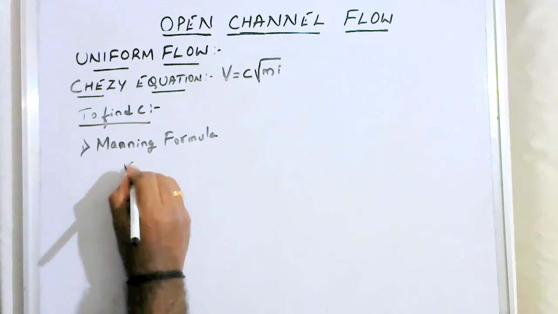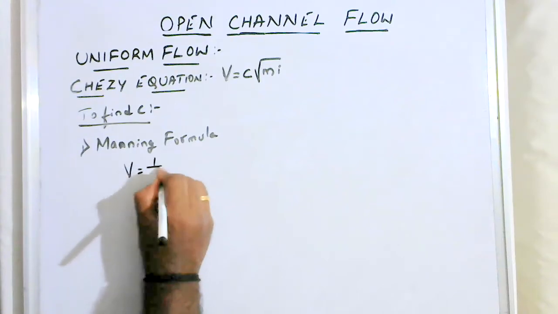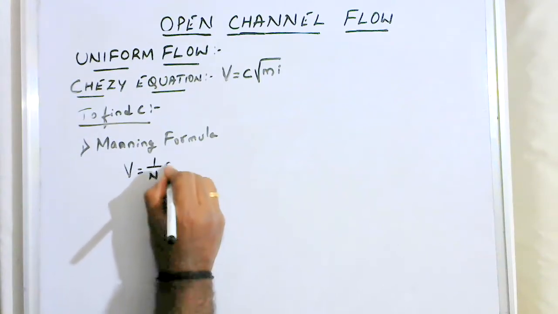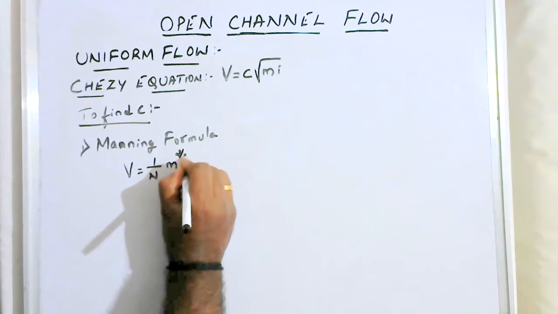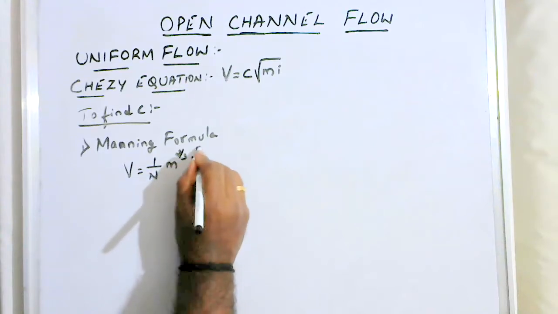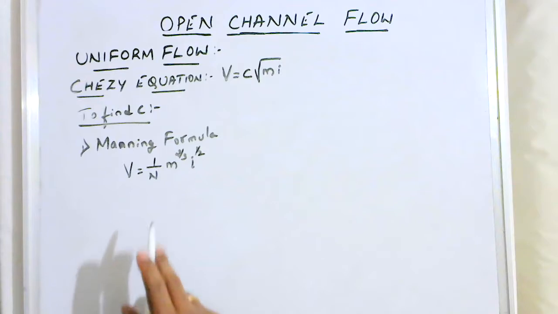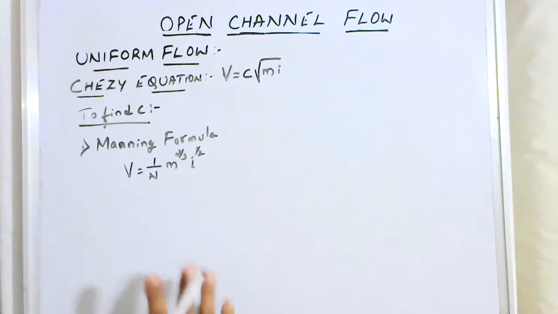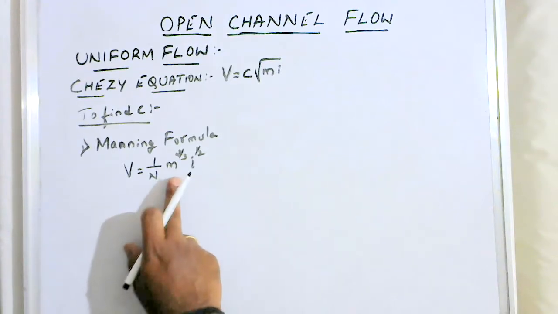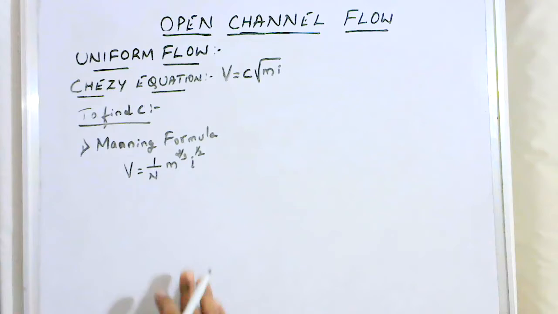The Manning formula is given by a scientist named Manning. That is given by V is equal to 1 by n into m to the power of 2 by 3, then I to the power of half, where n is called as Manning's constant. That depends upon the channel boundary surface. Another one is m, hydraulic mean depth, then I is the bed slope of the channel.